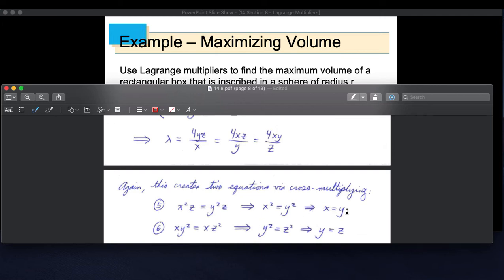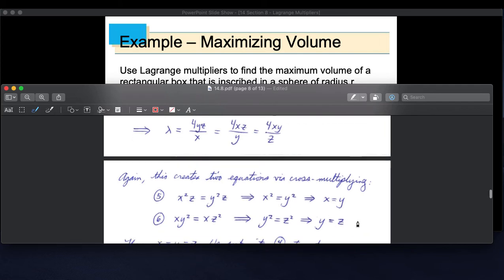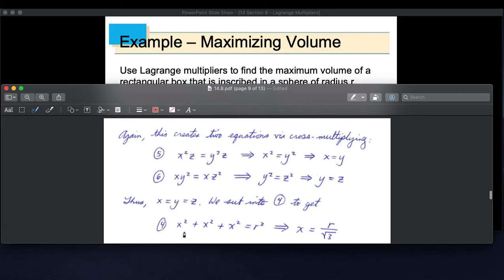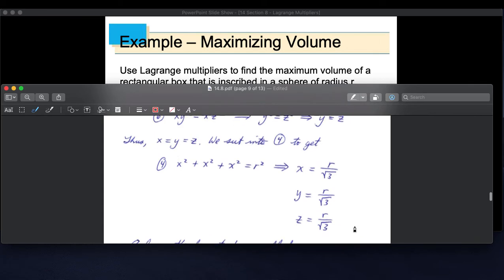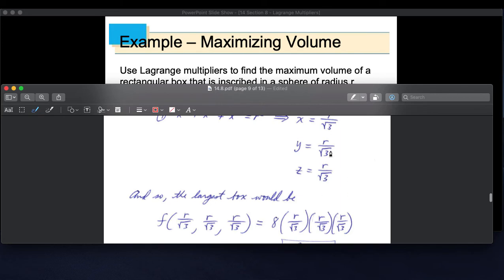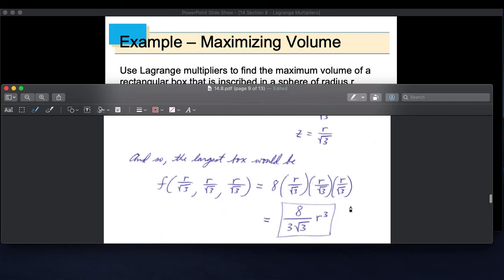And this one ends up giving me x equals y and y equals z. Well, by the law of transitivity, if x equals y and y equals z, that means x equals z. Therefore, x equals y equals z. Take this relationship, and now it just kind of falls like dominoes. We substitute it into equation 4. So x squared, y squared, z squared becomes x squared, x squared, x squared. Solving for x, we end up getting r over root 3, which we saw in the last section, which means all three equal the same thing. Therefore, the largest box would be f evaluated at that point, which equals the same exact answer we got in 14.7.